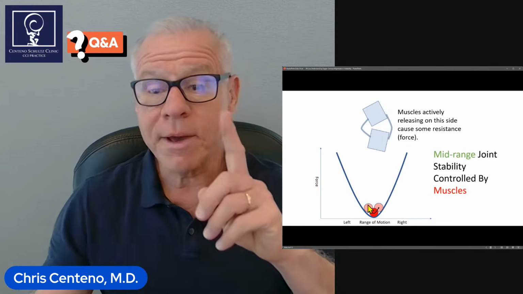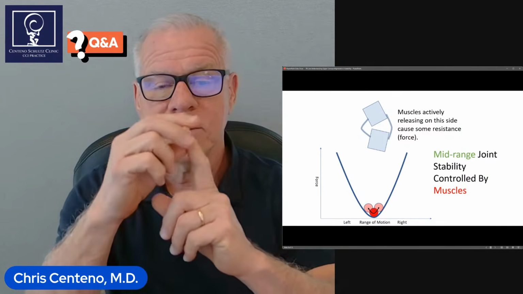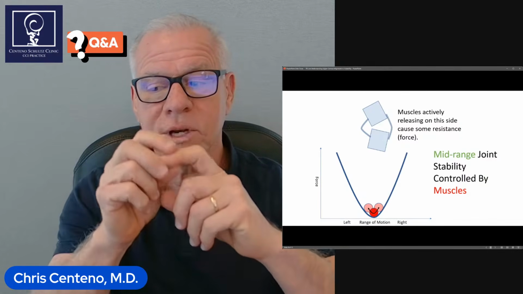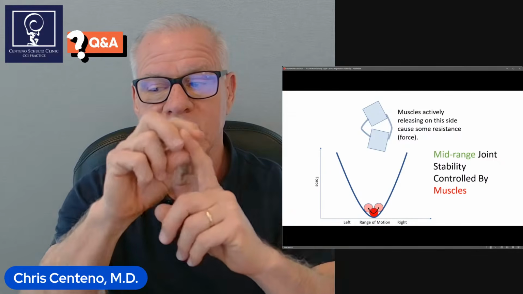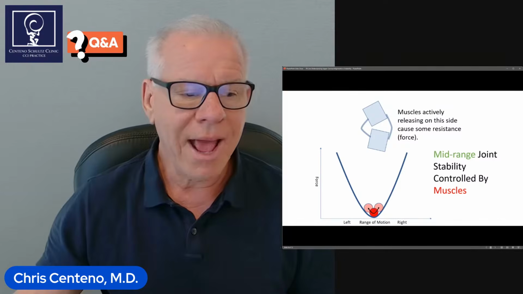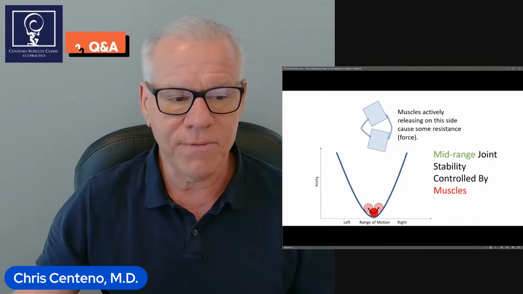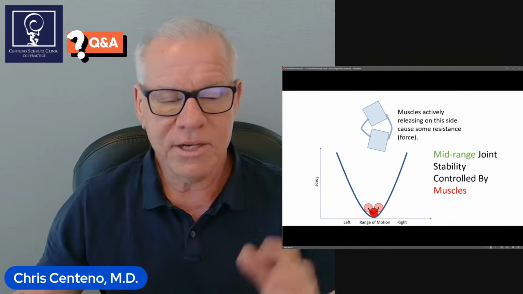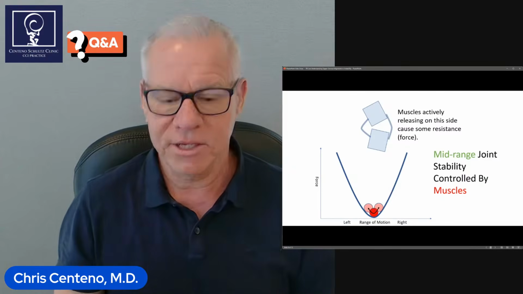So again, if we're going to look at my finger, my muscles control the range of motion when the stability is in the middle part of that range of motion. And you don't have a lot of resistance to force going on there. Hence, you have this kind of cup-like shape.